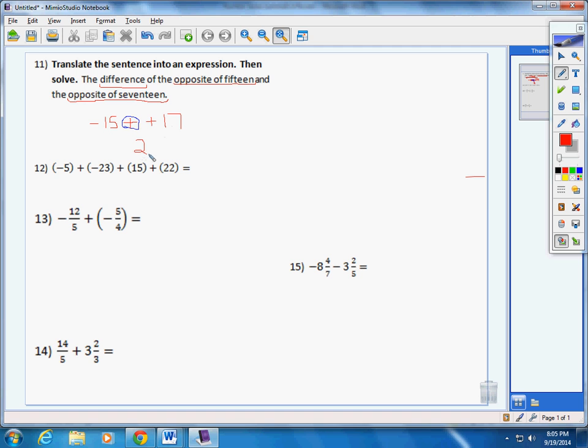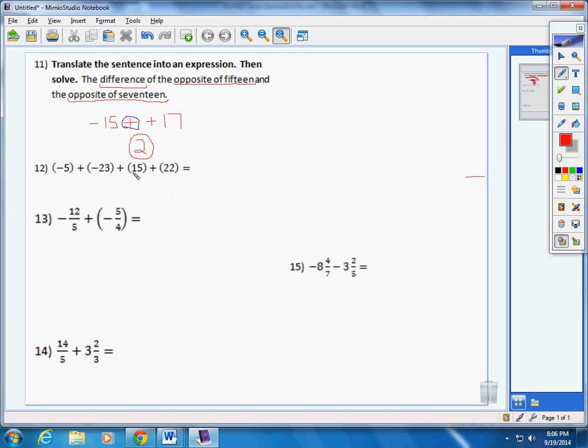Final answer is going to be a positive 2. We know that we have more positives than we do negatives, so our answer better be positive. That's a red flag if you see that you got a negative answer when you know you've got more positives. Let's continue on to number 12.